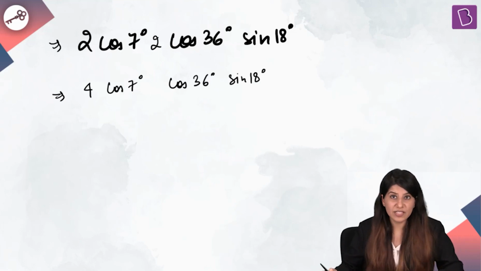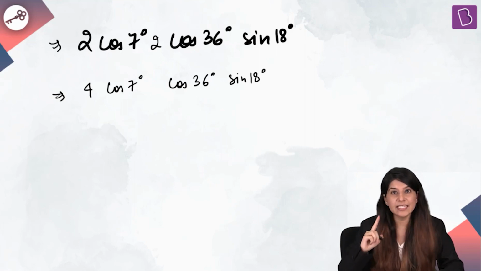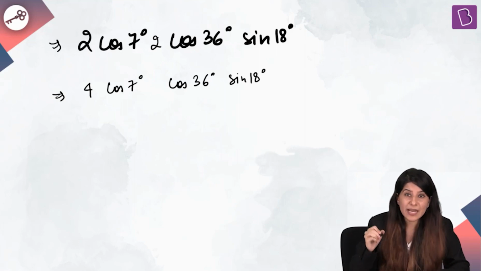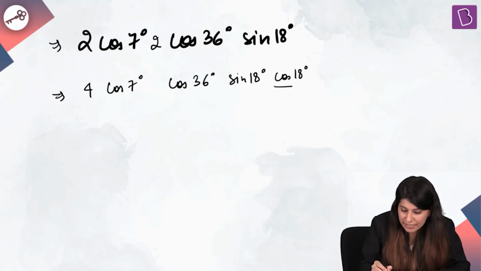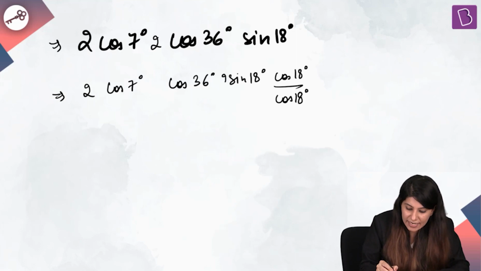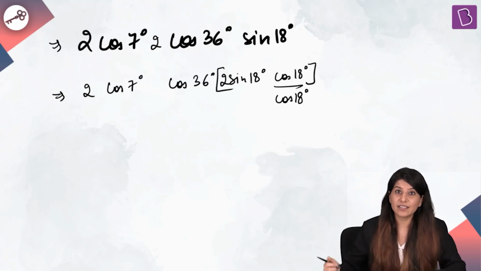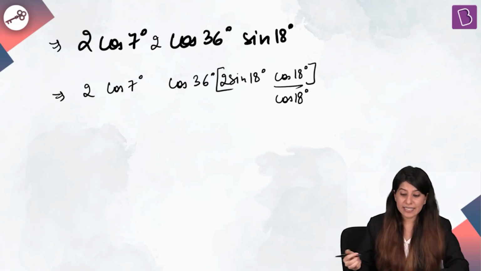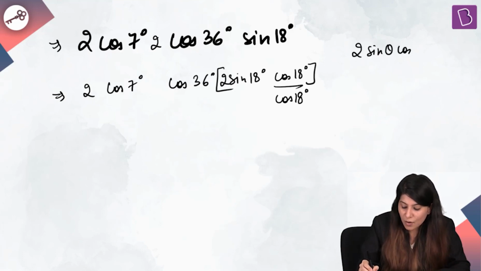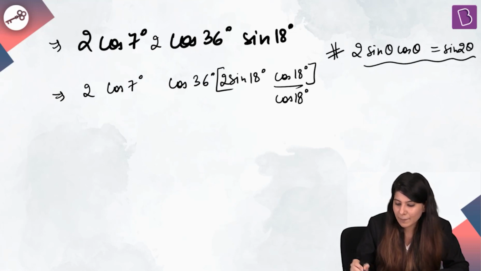Now, how to solve this? What I'm gonna do over here is a little manipulation. Please, I need your maximum attention over here. I'm gonna multiply and divide this by cos 18 degree, and I'll distribute this 2 over here such that I'll be getting 2 sine 18 degree cos 18 degree. Now, please tell me why I did that. 2 sine 18 degree cos 18 degree reminds me of 2 sine theta cos theta. Isn't it very important formula? 2 sine theta cos theta is nothing but sine 2 theta.